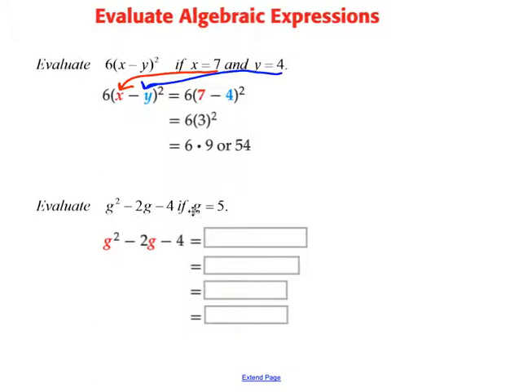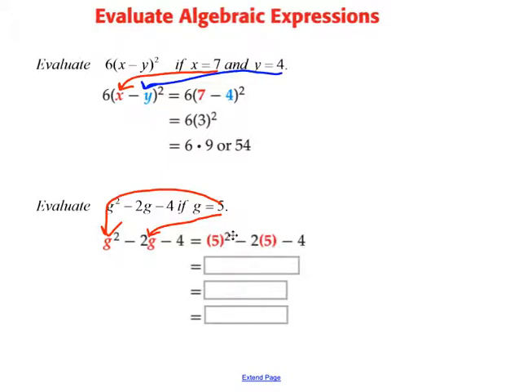Here's another example. They want us to substitute g equals 5. So everywhere we see the letter g, we are going to change the letter g to the number 5. Now remember, when we have a number and a letter together, that means multiplication, okay? So in the first part of this expression, we have g squared, so that means 5 squared. Then we have minus 2g, which is minus 2 times 5, minus 4.